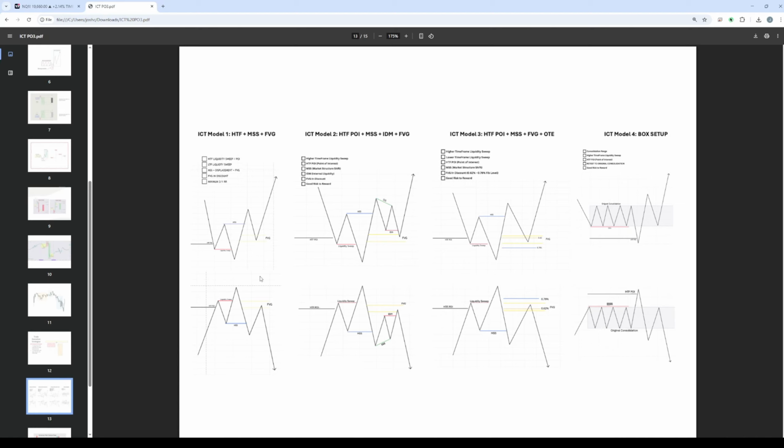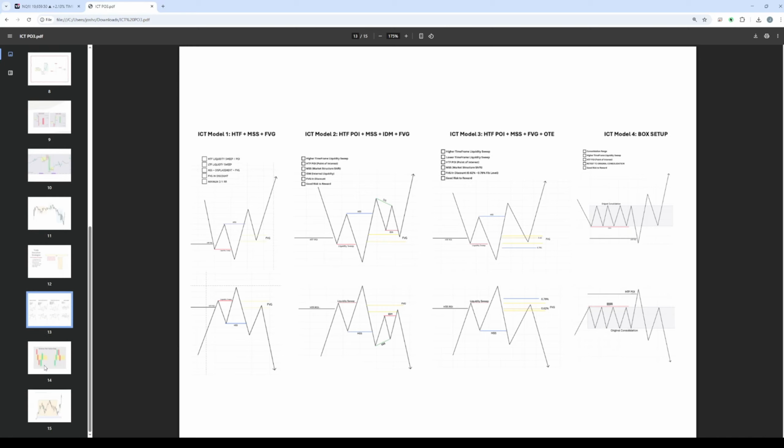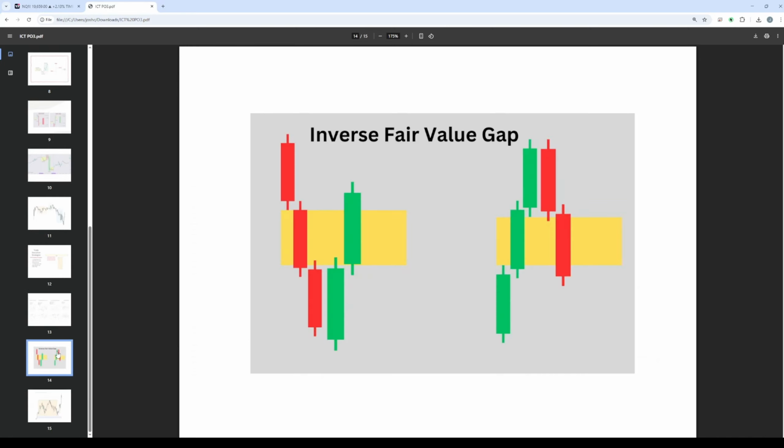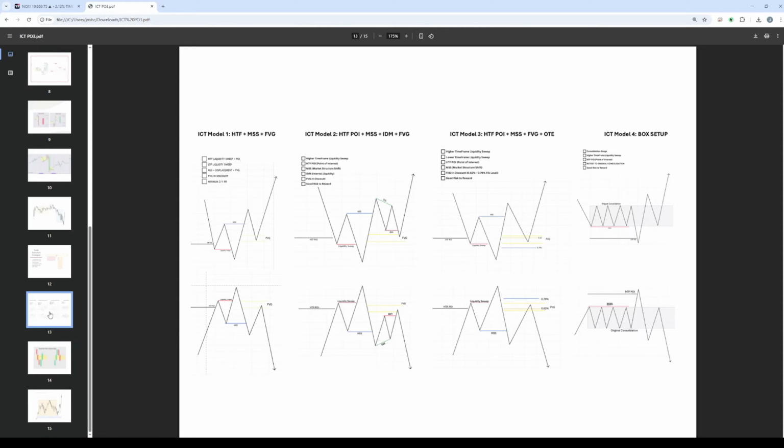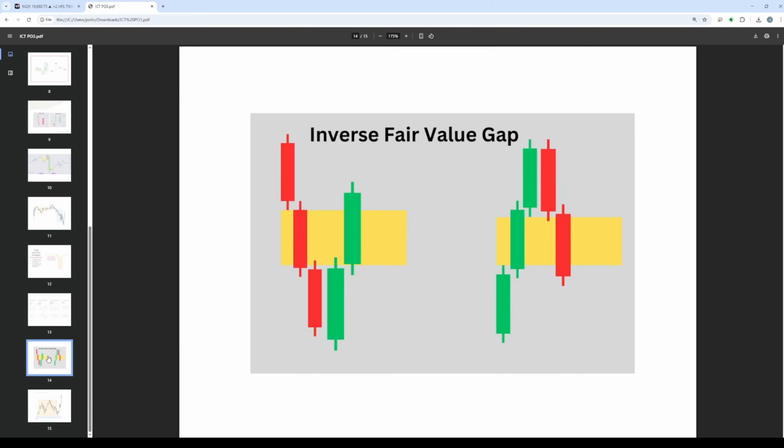So as you can see, this is just a summary. You've got the market structure shift fair value gap model. You've got the model 2, model 3. You've got the box set up. You've also got the inverse fair value gap set up, which is becoming a lot more popular here. So if you're not sure where to get these, there are templates inside the Discord, and these will show you all essentially the entry models for ICT, okay?